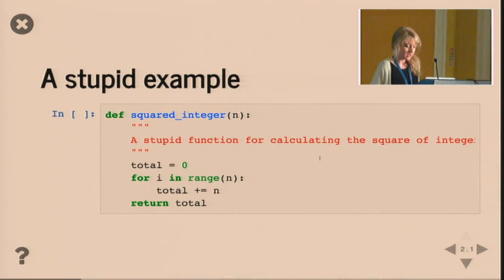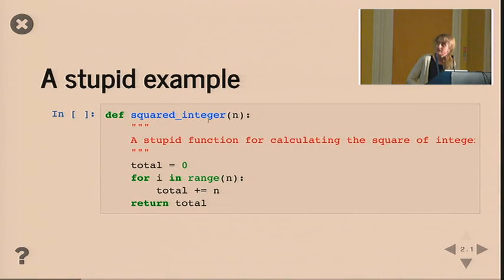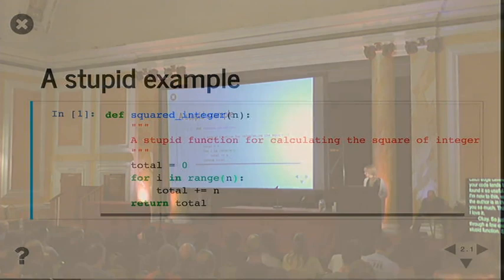Okay. So I'm just going to walk you through a few examples to show how great it is. So we're going to start with a really, really stupid function. I'm going to take an integer n, and I'm going to square it by adding it to itself n times. So let's run that. Then I'm going to test to see whether this function works.